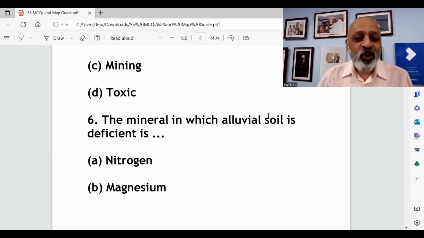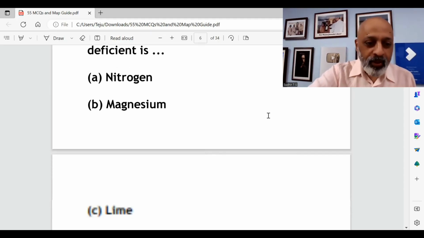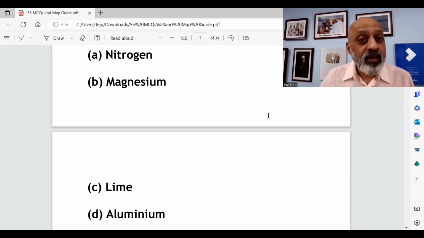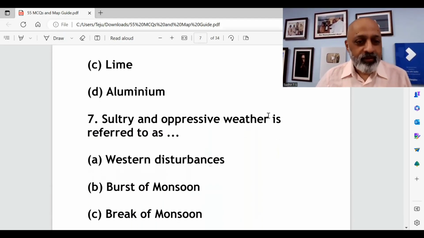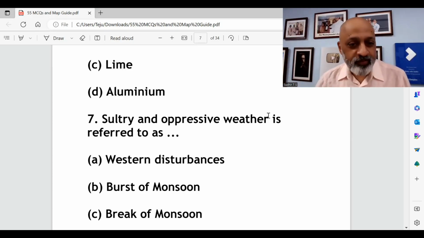The mineral in which alluvial soil is deficient is nitrogen, magnesium, lime or aluminium. Okay, the correct answer is nitrogen, A. That student must be thinking मैंने एक comment लिखा और he goes public with it.